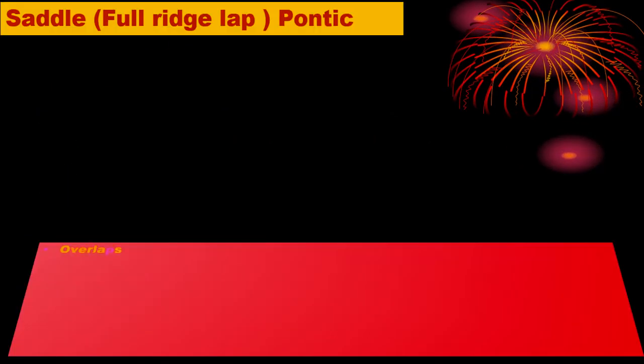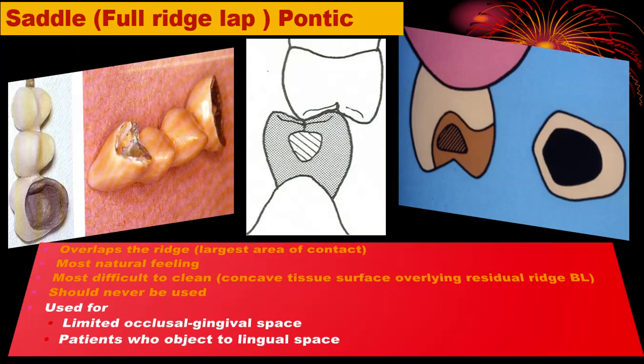We start with the saddle pontic. The saddle pontic, from its name, means the tissue surface of the pontic has the same shape of the underlying tissue, giving us a saddle shape, like a cavity. Of course this shape gives us a natural feeling, but as we said before, it is the most difficult design to clean, and this design should never be used because of that hygiene problem. We have no control over hygiene; the patient cannot control it and neither can you, so it might end with tissue inflammation or failure of the bridge.